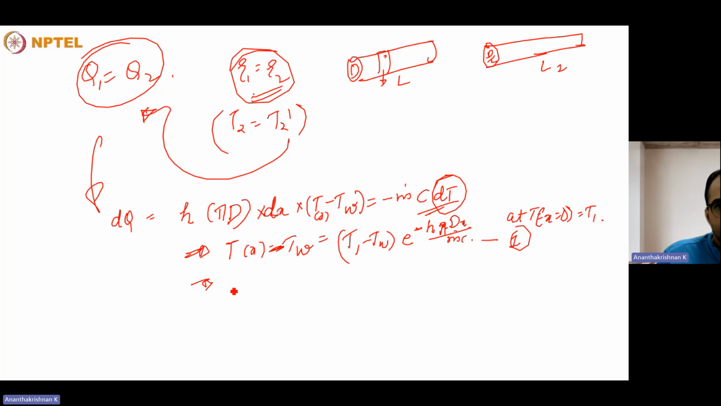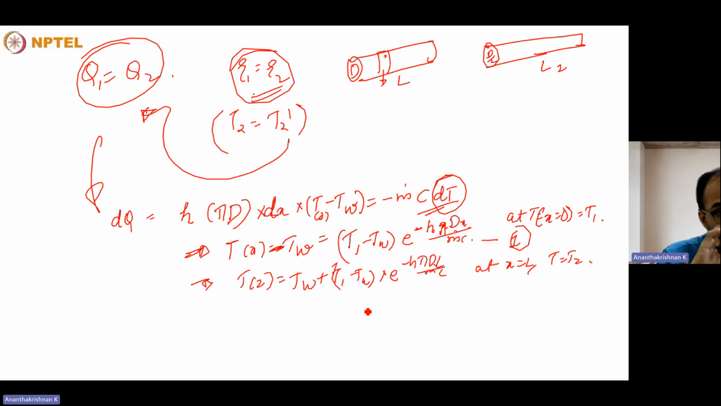Similarly, the temperature at the exit point, T2, will be equal to T wall plus T1 minus T wall into e raised to minus of h pi d L by m dot c, at x equal to L, T is equal to T2. So based on this, we can write the effectiveness: T2 minus T wall divided by T1 minus T wall is equal to e raised to minus of h pi d L by m dot c.